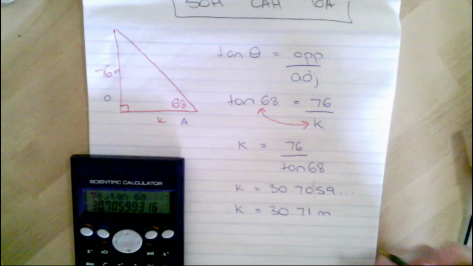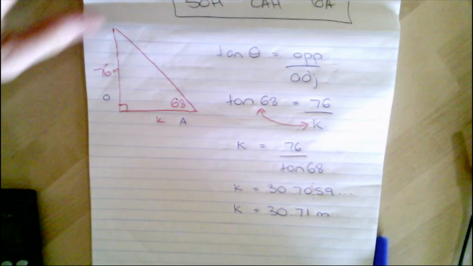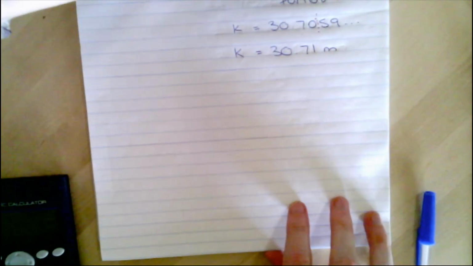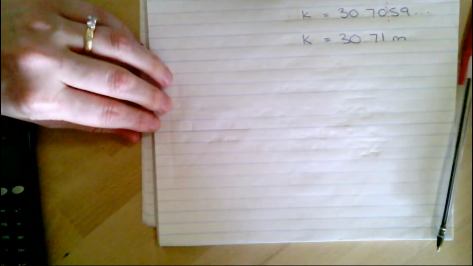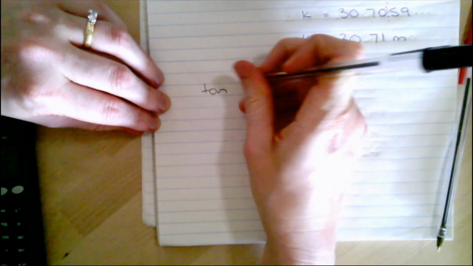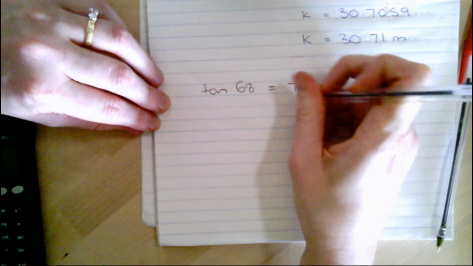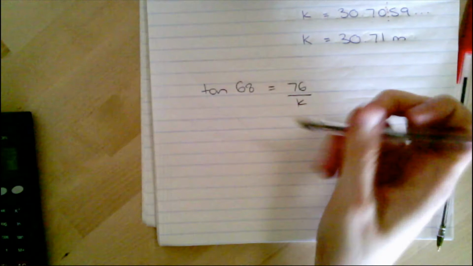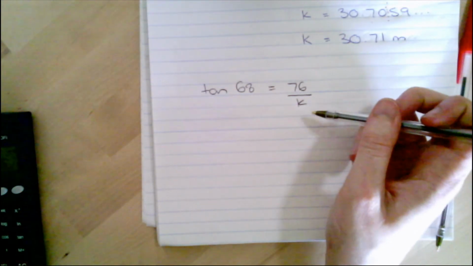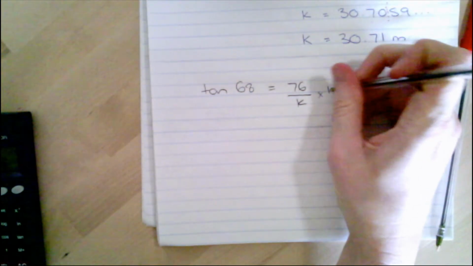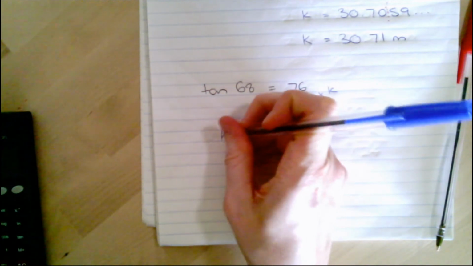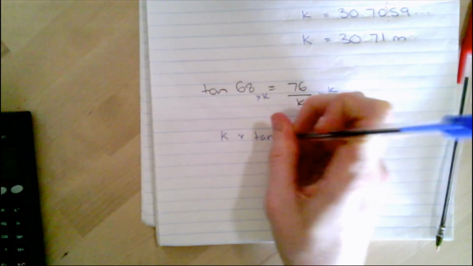So let me just show you why it is that I do that little magic trick of swapping spots. Let's use this same question as our example. So I've got tan 68 is equal to 76 over k. Now, if this were an equation and I wanted to get k on its own, I'd need to do the opposite of 76 divided by k, which is multiplying by k. Multiply both sides by k. So now I've got k times tan 68 is equal to 76.